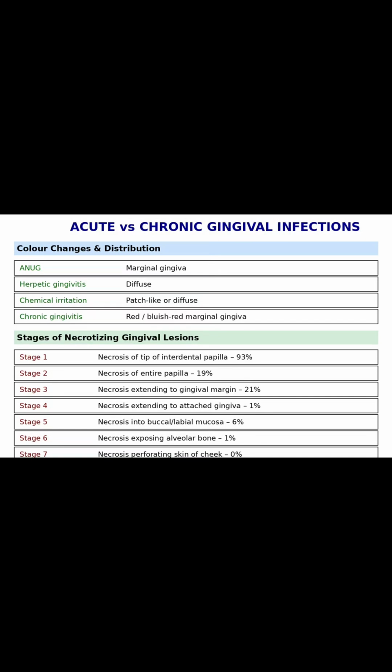So, the conclusion is that necrotizing gingival disease represents a spectrum beginning as localized papillary necrosis and potentially progressing to devastating facial tissue destruction if untreated. Early diagnosis and management are crucial to prevent progression.